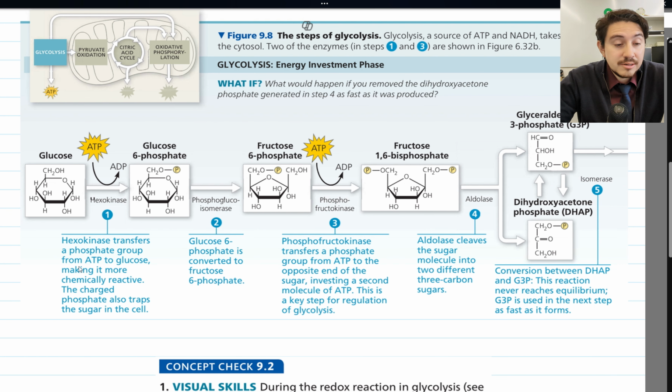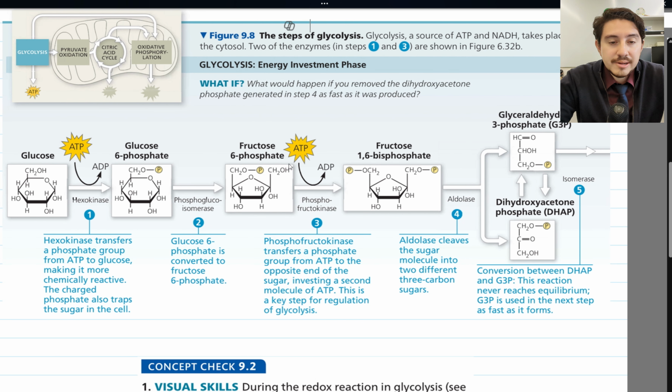A charged phosphate also traps the sugar in the cell, so it keeps it from going anywhere else. And since it's chemically more reactive with this phosphate, it turns into glucose 6-phosphate. Basically, you have a phosphate group on the 6th carbon. That's all there is. Then you have another enzyme, phosphoglucoisomerase, which just converts it into an isomer of this compound. And then here, you're investing a little bit more energy, using phosphofructokinase to transfer a phosphate group from the ATP to the opposite side of the molecule.